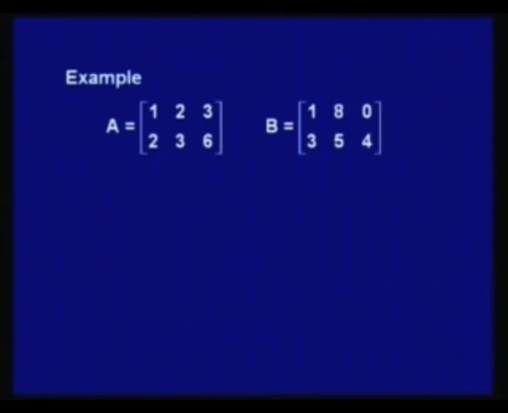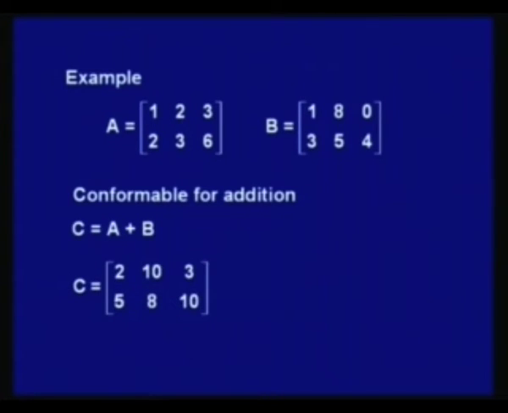For example, one can take the 2 by 3 matrix A as 1, 2, 3 in the first row, 2, 3, 6 in the second row. The matrix B is also of order 2 by 3, consisting of first row as 1, 8, 0, the second row as 3, 5, 4, and they can be added because they are conformable for addition, and the result is the C matrix obtained as A plus B as this matrix. One can notice that 1 plus 1 is 2, 2 plus 8 is 10, 3 plus 0 is 3, 2 plus 3 is 5, 3 plus 5 is 8, 6 plus 4 is 10.